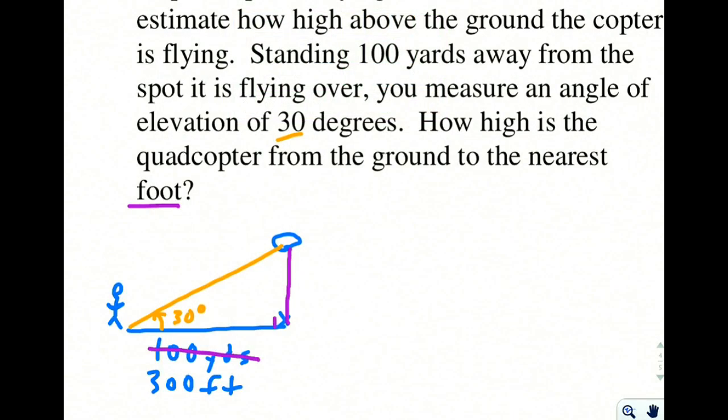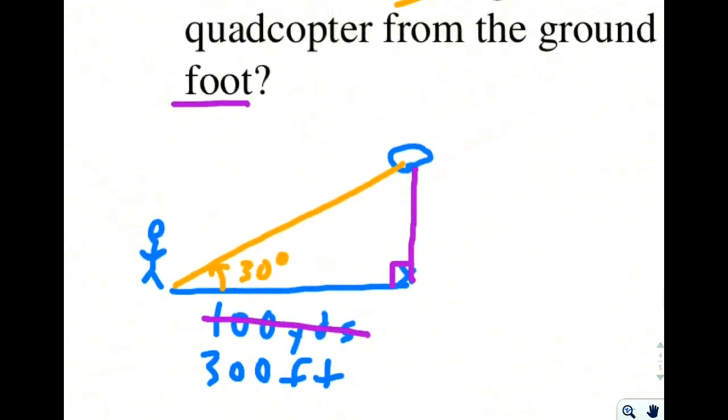So now when you measure straight up from the ground, that's going to form a right angle. So we know we have a right triangle. We know our angle of elevation is 30 degrees, so we know that 30 degrees right there. We know the side length on the bottom is 300. We want to know this side length right here, the side length that goes straight up in the air, that tells us how high above the ground the quadcopter is.